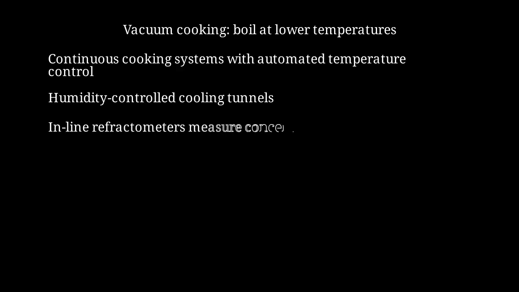Modern candy manufacturing uses sophisticated equipment to achieve precise control over these variables. Vacuum cooking allows boiling at lower temperatures by reducing pressure. This prevents excessive caramelization while still removing water. Industrial systems use continuous cooking with automated temperature control to within plus or minus 1 degree Celsius. Cooling occurs in humidity-controlled tunnels to prevent moisture absorption before packaging. Modern factories even use inline refractometers to measure sugar concentration in real time, ensuring perfect consistency.